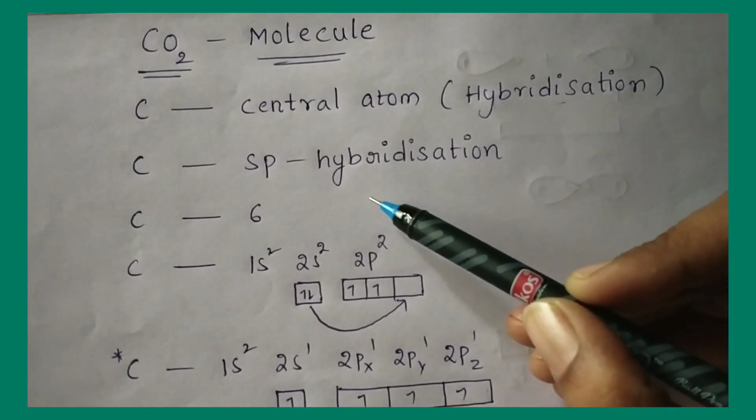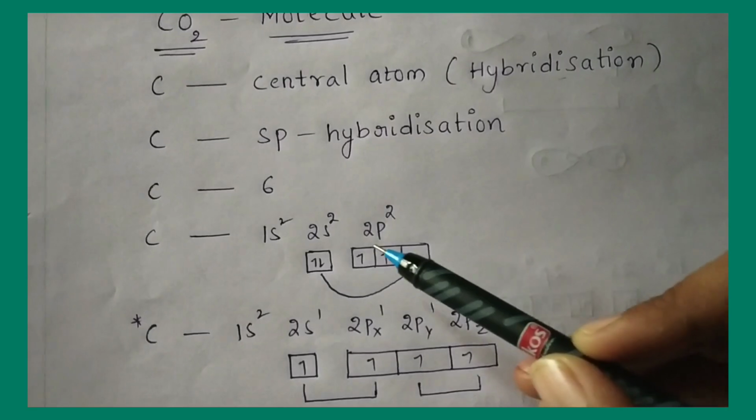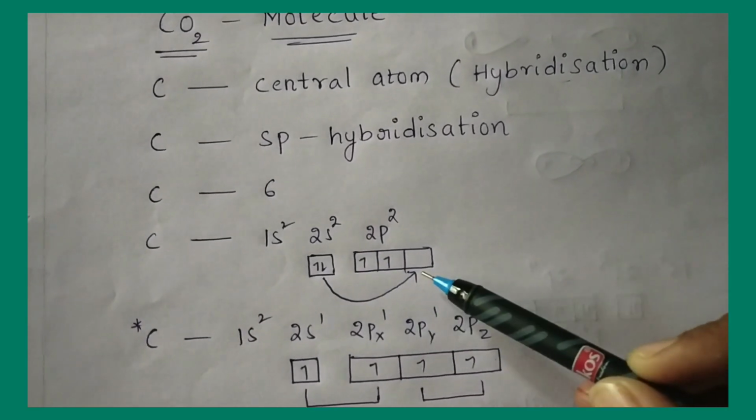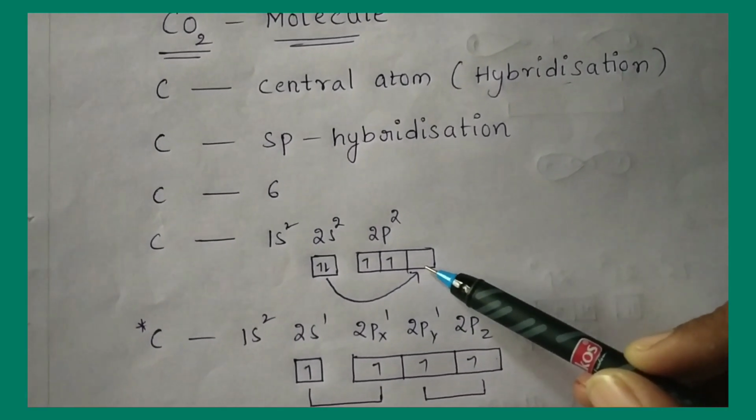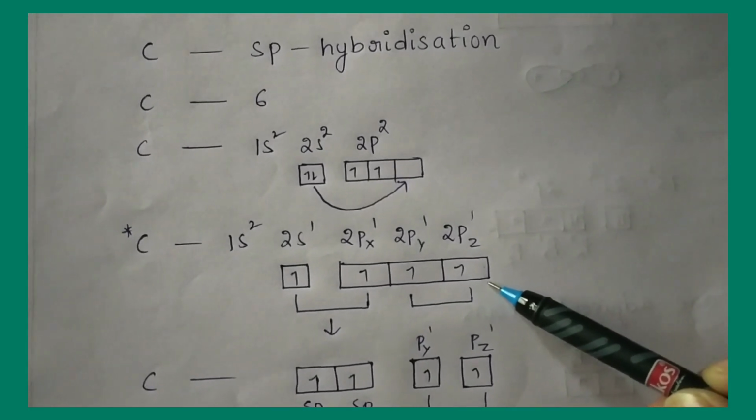Generally, carbon atomic number is 6. Electronic configuration of carbon is this. Here the second electron is excited from the 2s level to 2pz. The excited electronic configuration of carbon looks like this.